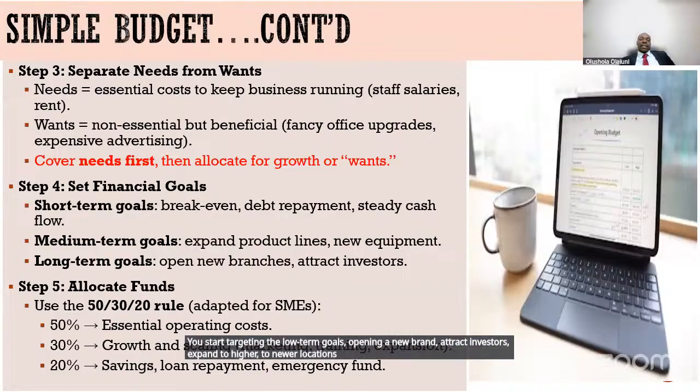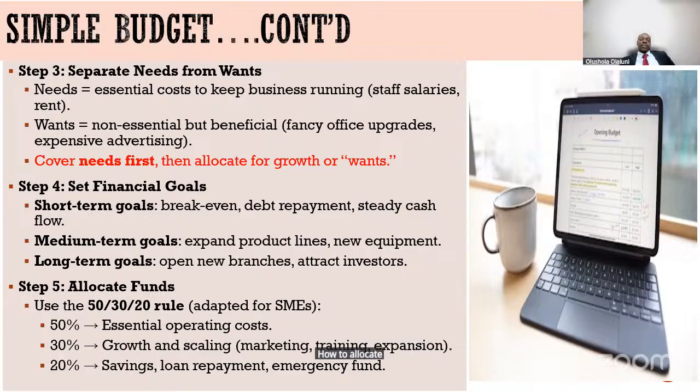Then there's this other rule that we need to apply: how to allocate our funds in the office. Mainly for SMEs, the 50-30-20 rule. Essential operating costs: make sure that whatever comes in, 50% goes to operations. Then 30% you allocate to growth. Then 20% to savings. This is net: whatever is left after paying your operations and all your expenses, your profit at the end of the day, your net profit.